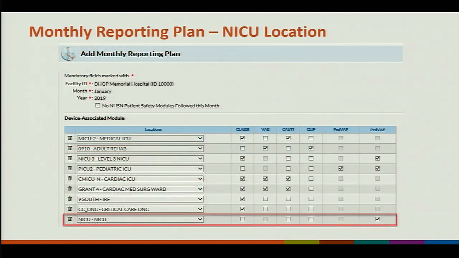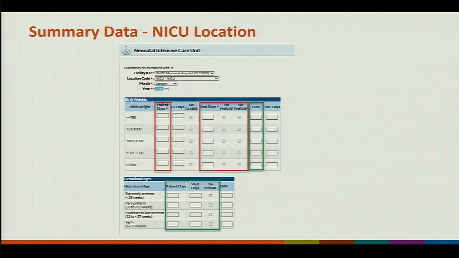When we look at a NICU location, you'll see that you cannot select PedVAP. It's not available in plan, and likewise, you cannot select VAE. And when you're reporting your summary data, you will be required to report the patient days and the ventilator days, again, broken down by the birth weight categories. And if you choose to report the gestational age breakdown, again, it's patient days, vent days, and your episodes of mechanical ventilation are also optional.